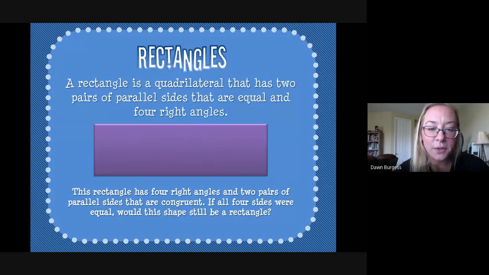You guys are so respectful. You're so quiet. If I changed this shape and all 4 sides were equal, all 4 sides were congruent, would this shape still be a rectangle? No, it would be a square. Beautiful. You guys are so smart.